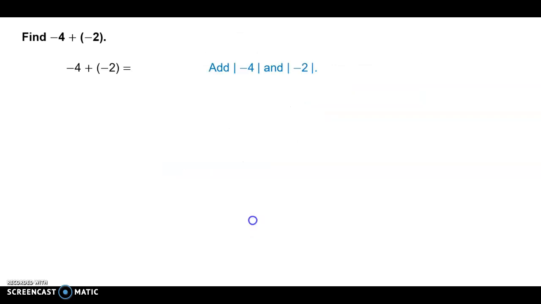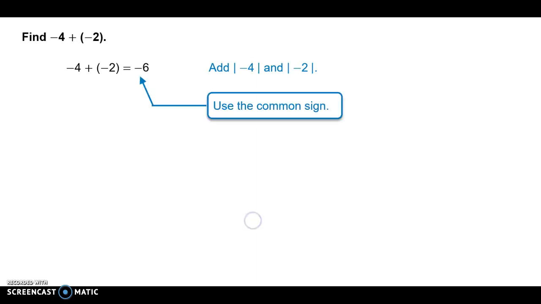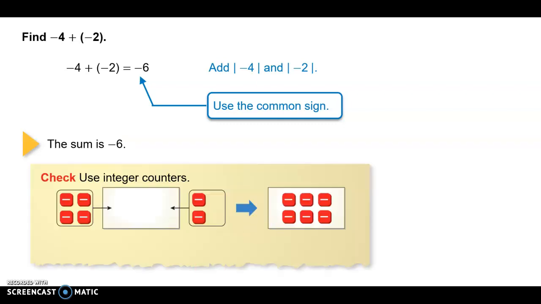Negative 4 plus negative 2, they are both the same sign, so you add and keep the sign. So you get a negative 6. You can check it with the counters like we did yesterday. 4 negatives and 2 more negatives is 6 negatives.